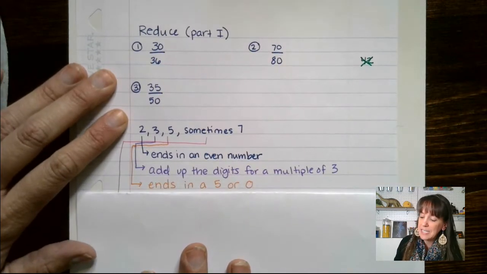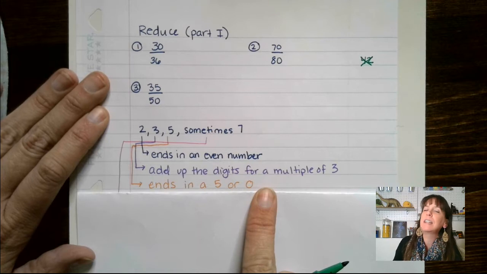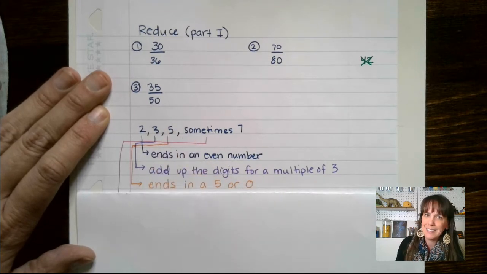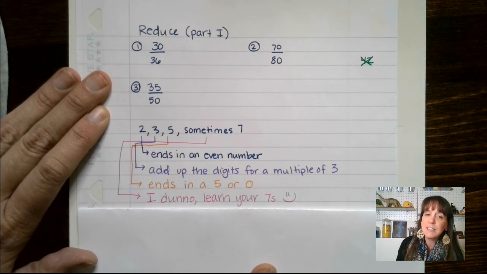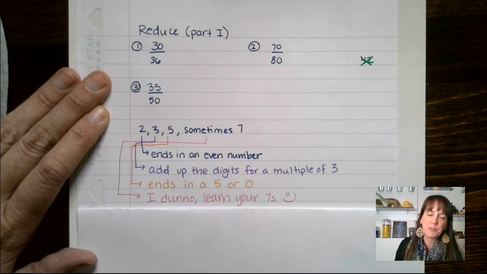Now 5s, it ends in a 5 or a 0. And also, friends, if you have not yet grabbed your notebook, you're going to want to be writing these things down because these notes are going to be helpful. So make sure you're doing that, especially these things. For 7s, honestly, I don't know. You're going to have to learn your 7s. Learn your multiplication tables for 7s.